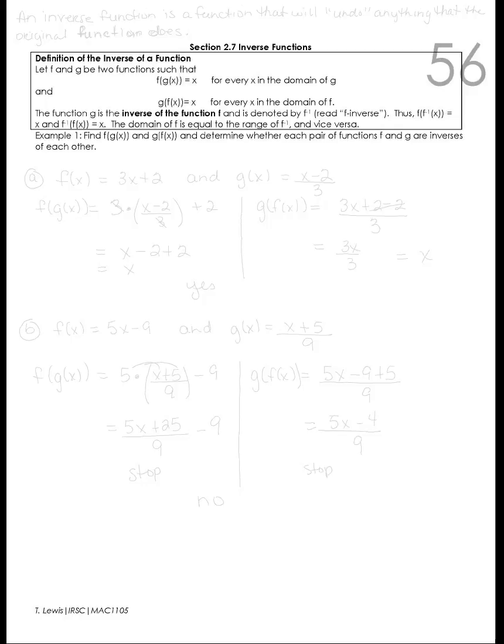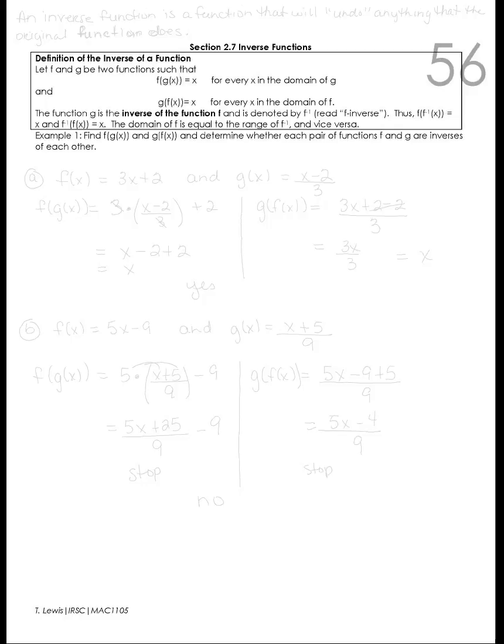Basically what it's saying here is that when you use the composite function method with a function and its inverse, it's going to equal x. That's what this is saying, okay? So the function g is the inverse of the function f, and is denoted by.